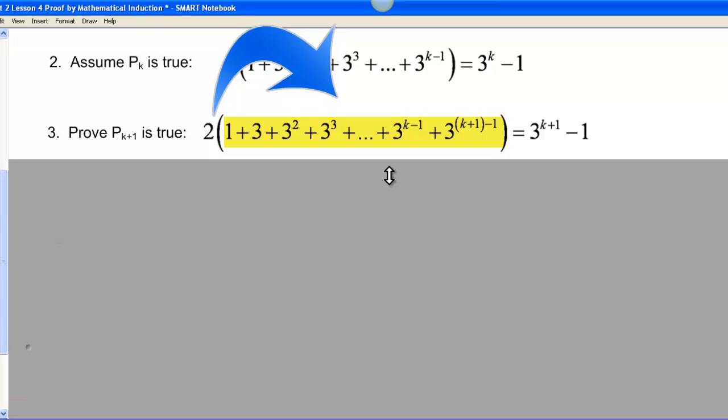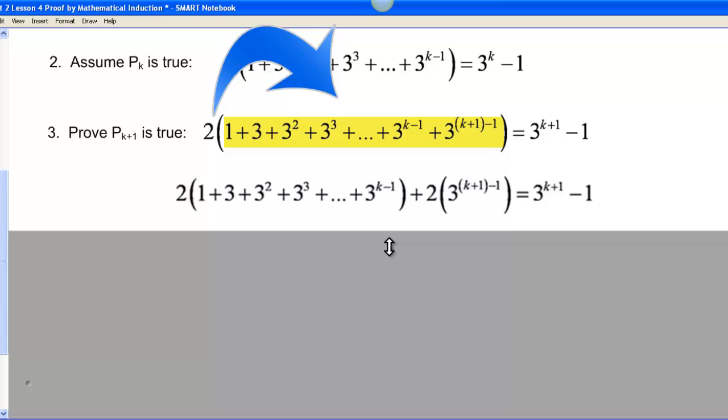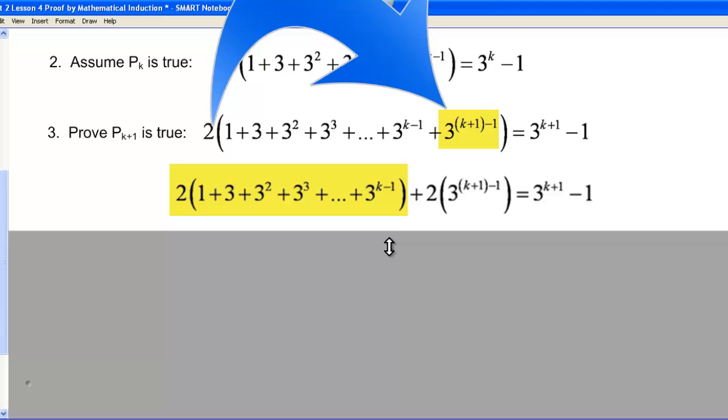I'm going to choose to group them the following way. I have to take 2 times (1 plus 3 squared plus 3 to the third plus 3 to the fourth plus 3 to the fifth, all the way to 3 raised to the k minus 1). And then I'm going to distribute 2 to the final term of 3 raised to the k plus 1 minus 1. Why did I do that?